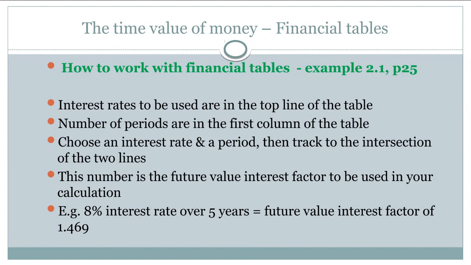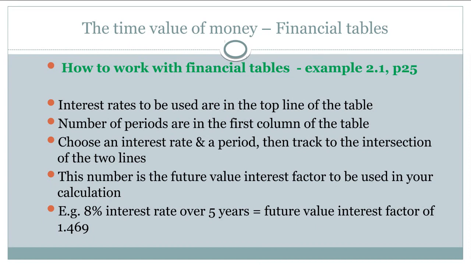Okay, so for future value, your factor must be greater than 1 because your money is going to be worth more than 12,000 in the future, so you want to grow it. So you're going to multiply by 1.469 to get the future value.